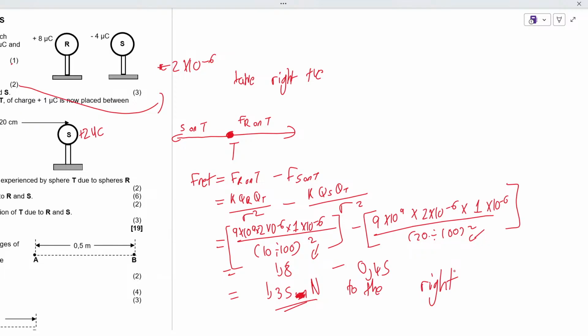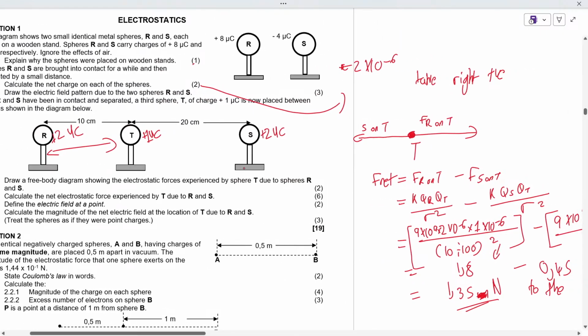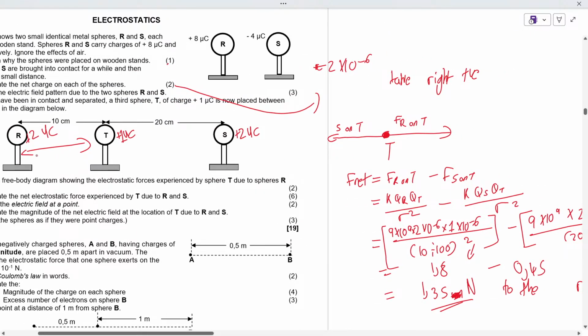Did you understand? No, can you please explain again? So the key is in the free body diagram. If you draw forces wrong in the free body, you won't know how the F net will be. So you come and draw the free body and know that this one is acting to the right, this one to the left, and to the right is positive, to the left is negative. You say minus that force. And this one, F of R on T, represents the force between the sphere R and sphere T.